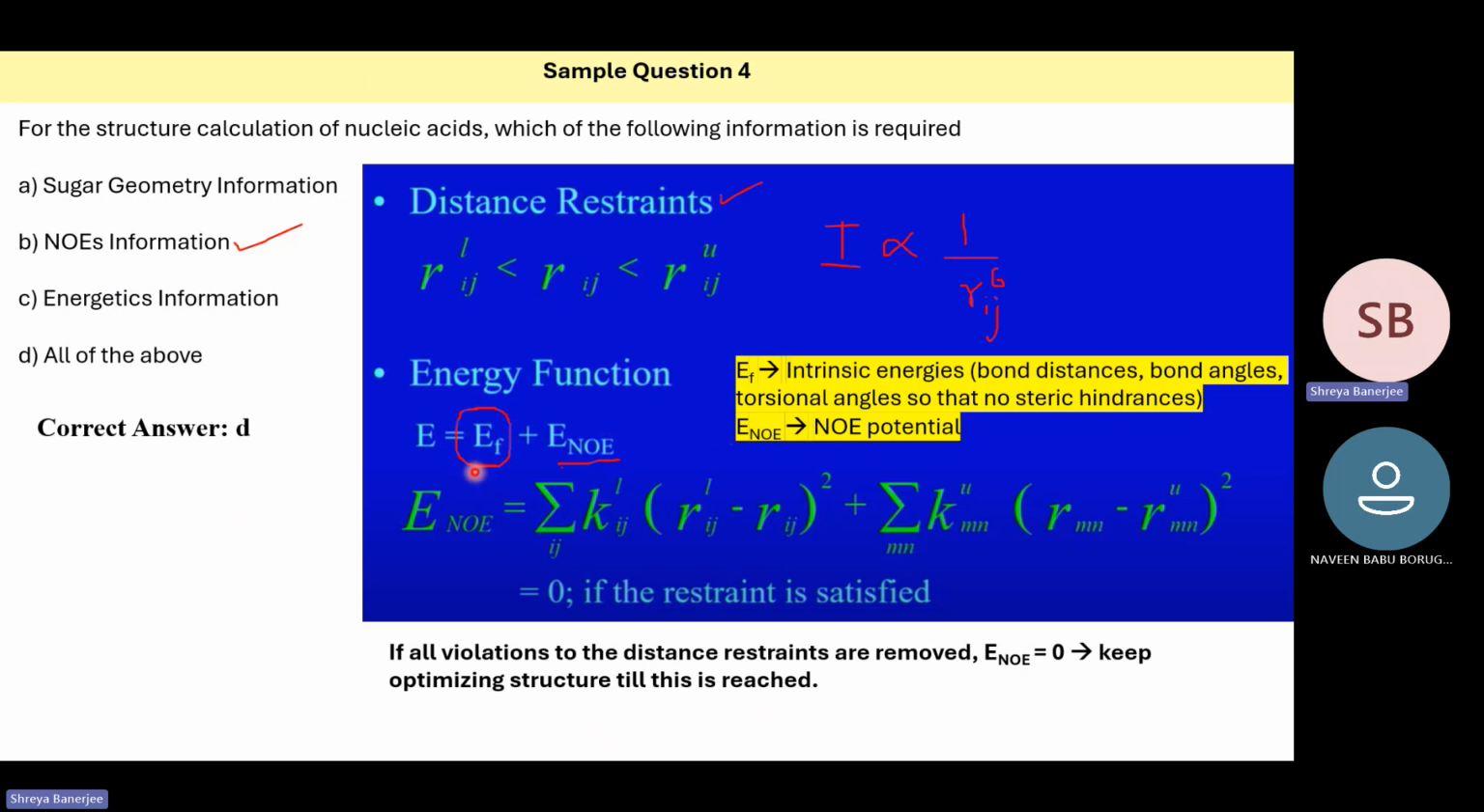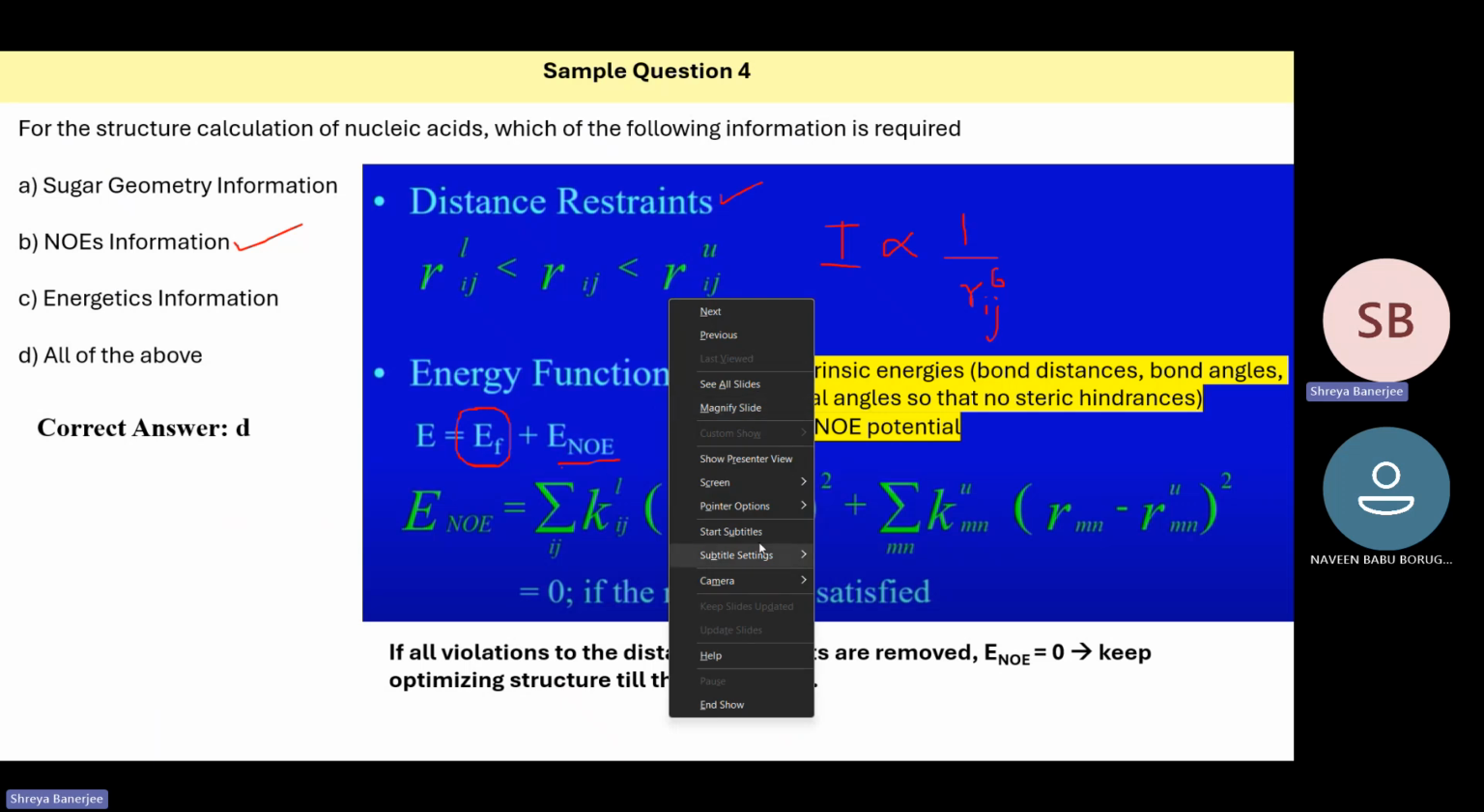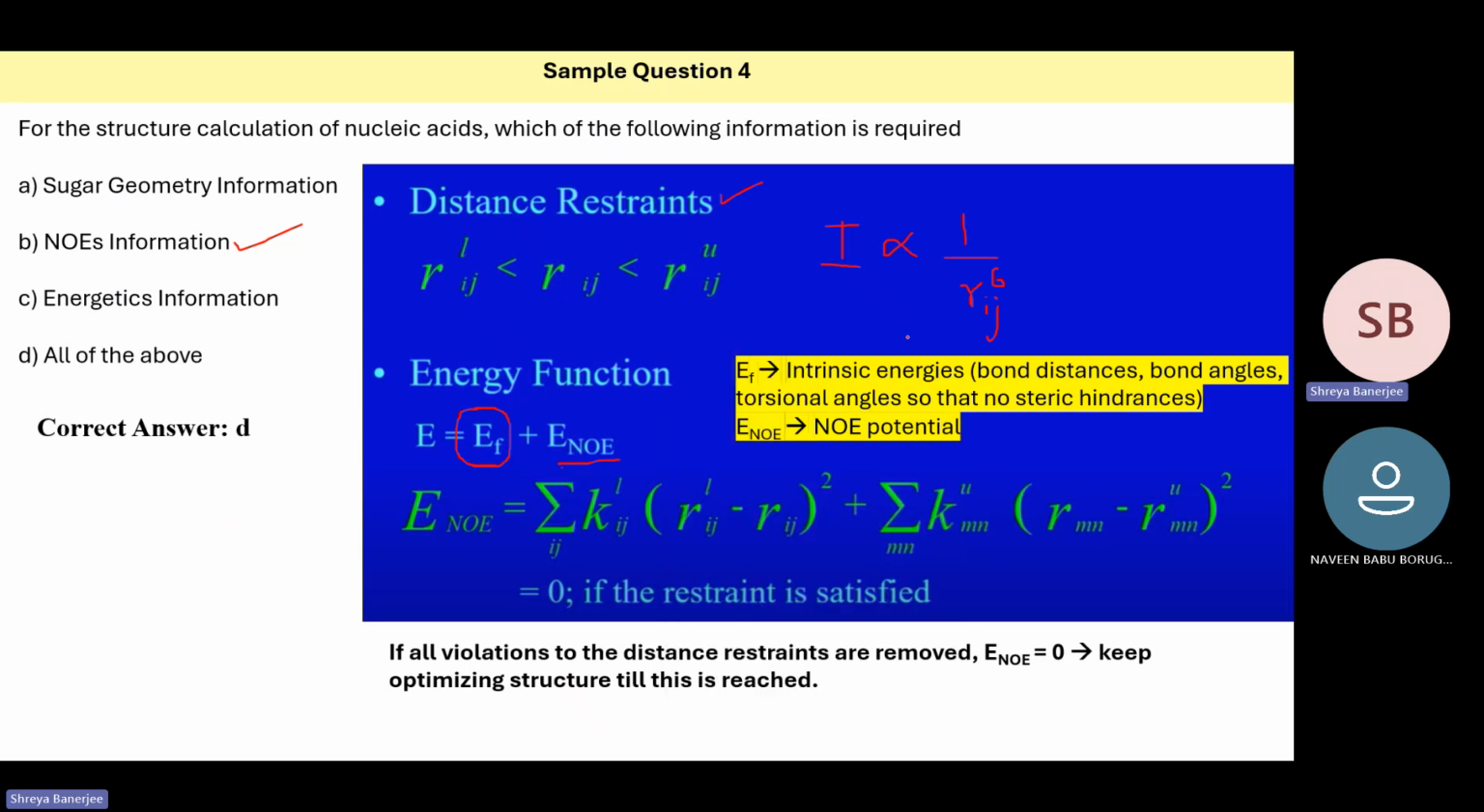We will now look at the E_F term. The E_F term consists of intrinsic energies based on the bond distances, bond angles, and so on. So energetic information is also needed. And we also need the sugar geometry information, because depending on the sugar geometry, that is the torsional angles, puckering, and so on, the E_F term will vary. So sugar geometry and energetic information is necessary for the E_F term. So you need all three, A, B, and C, for structure calculation. And so the correct answer is all of the above, that is D.